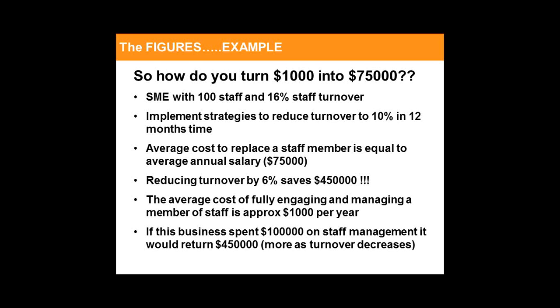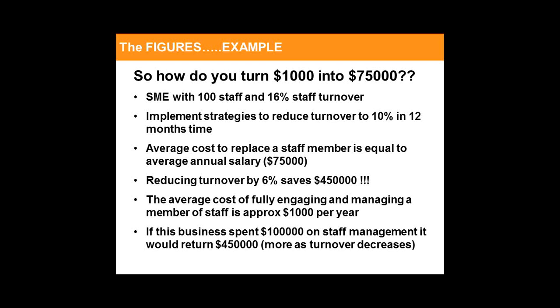So that is the basic cost. If you want to keep staff and have everything on board for them, that is policy, procedures, performance management strategies, KPIs, etc., it costs on average about $1,000 per staff member in a business. So that's where we're saying if you spend $1,000, you can stop. If you just stop one person leaving, that is going to save your business $75,000.